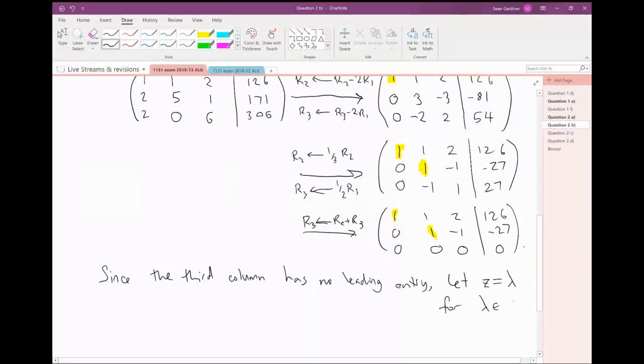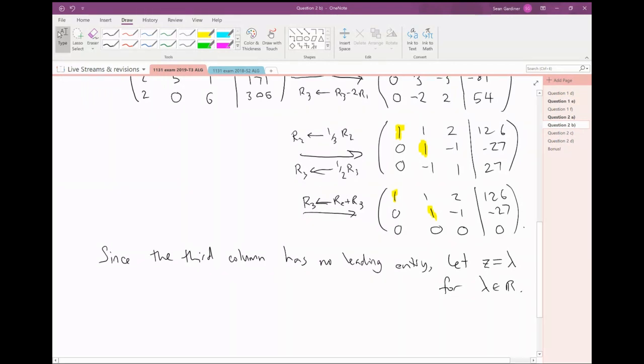Some scalar, or any scalar lambda. And just by setting z to be the parameter like that, I can work backwards up the earlier rows to sort out what y and x will be in terms of this parameter as well. Okay, so from row 2, what do I know? Well, I can read off that y minus z, which is really just y minus lambda, is minus 27. Yep. So that tells me that y is lambda minus 27.